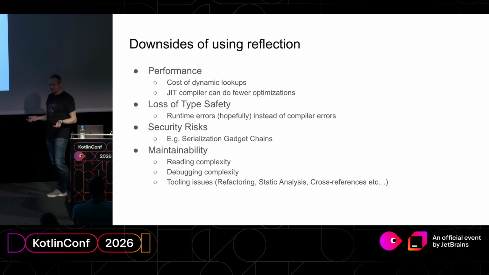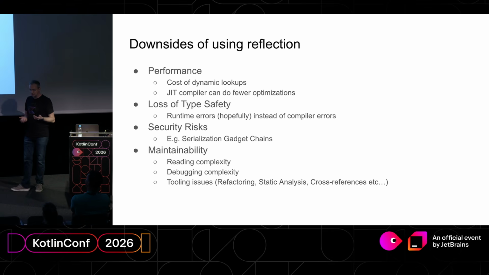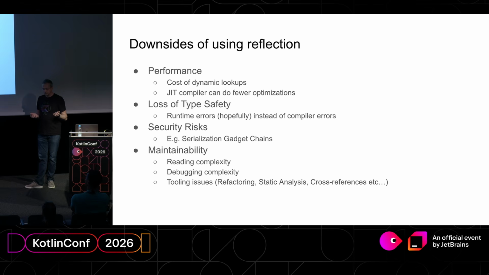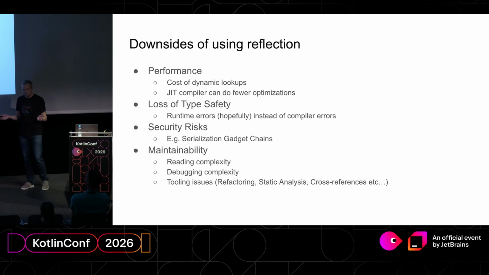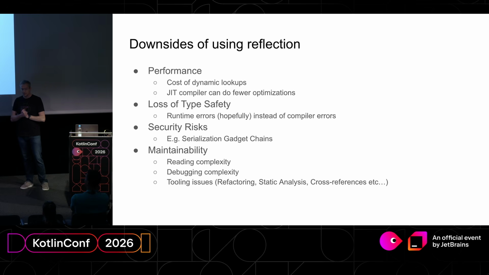Now, of course, reflection has some downsides. There's performance costs, right? You have to do these dynamic lookups that take time through the reflection APIs. The JVM compiler can do fewer optimizations, less inlining, etc. You lose type safety. Instead of getting nice compiler errors, you now hopefully get runtime errors. There have been some serious security issues, mainly around serialization, where somehow you can find a path to trick the runtime to instantiate a process object, and now you can execute any arbitrary binary on the system.